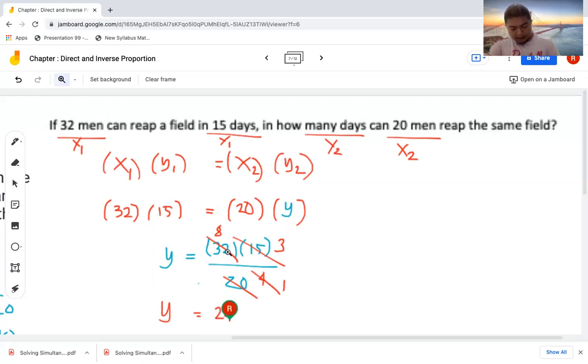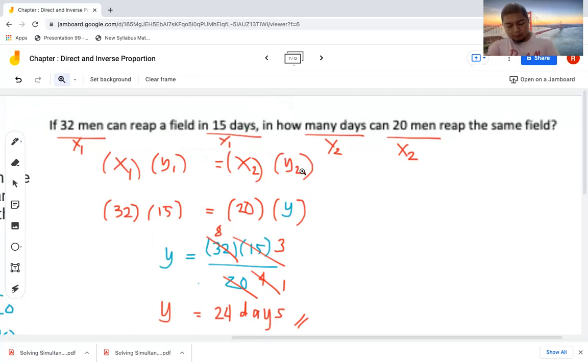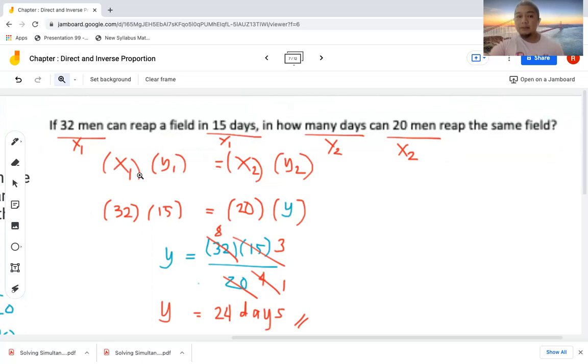Which means that the number of days that we are looking for, the number of days for 20 men to reap the same field, will now be equivalent to 24 days. All right. So the importance of knowing this equation is for you to understand that if you are going to look at the statement of the problem involving inverse proportion, the way you formatted the equation is just the same way as how you formatted the numbers.